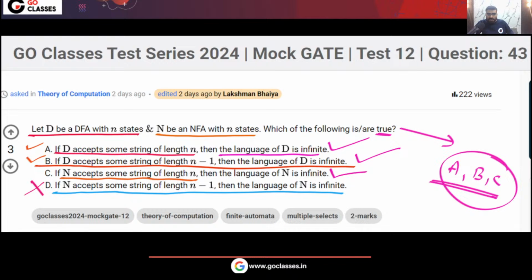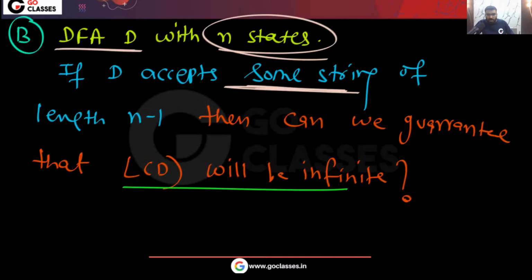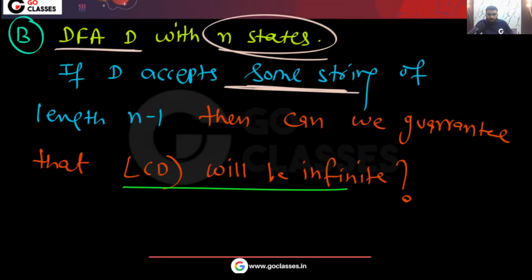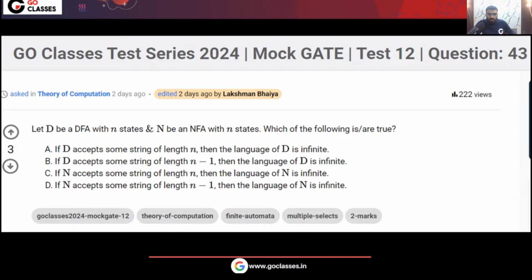Is this clear? You have made a very nice comment, but please notice what option number B is saying. Look at this option B, focus on it. It says that D is accepting some string of length n minus 1.